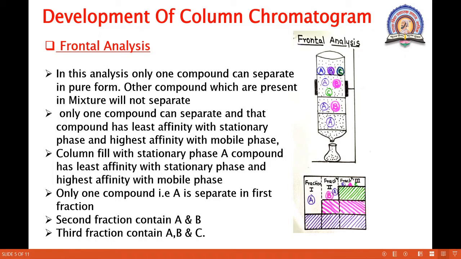Least affinity with the stationary phase. That's why it is eluted first. The column is filled with the stationary phase. Compound A has the least affinity with the stationary phase and the highest affinity with the mobile phase. Only one compound, that is compound A, is separated in the first fraction.